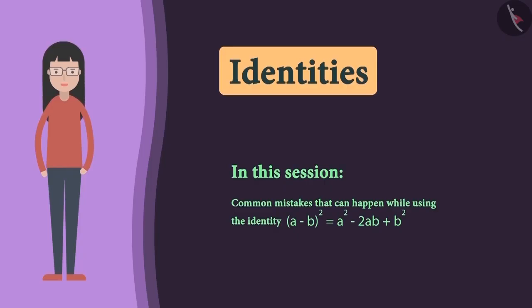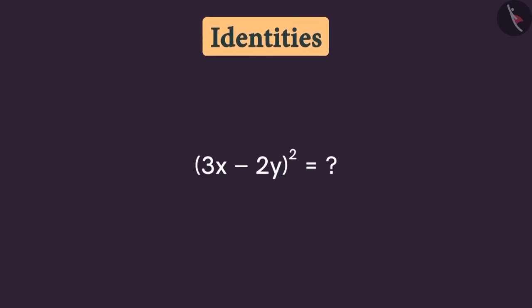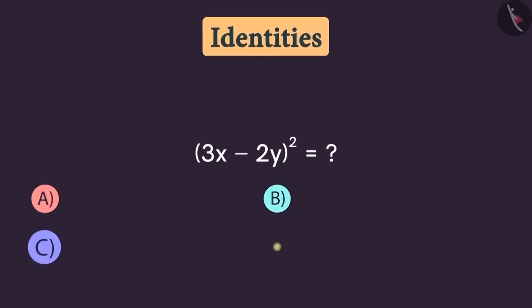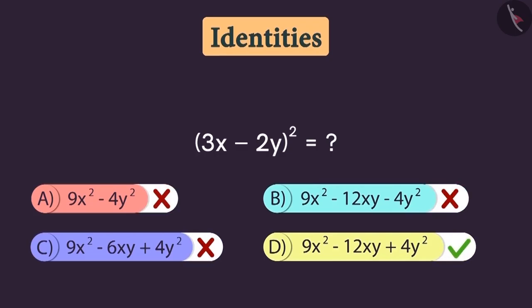Let me start by asking you this question. Can you find the value of (3x - 2y) raised to the power of 2? Which of the following options is correct? The correct option is D. Some of you might have got option A, B or C as the answer. But all these are wrong options.